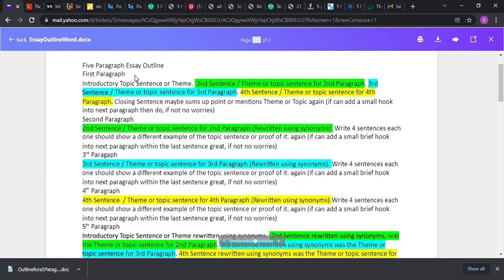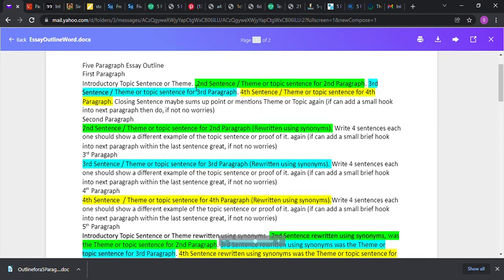So the first paragraph is the introductory paragraph, and the first sentence is going to be the introductory sentence, the topic sentence, or the theme. And the second sentence, you can see I put it in green because I put it in green everywhere that it's going to be repeated. The second sentence is the theme or topic sentence for the second paragraph. But also, when you write that introductory topic sentence or theme, you're going to write sentences that prove your point, that give examples of that topic sentence.